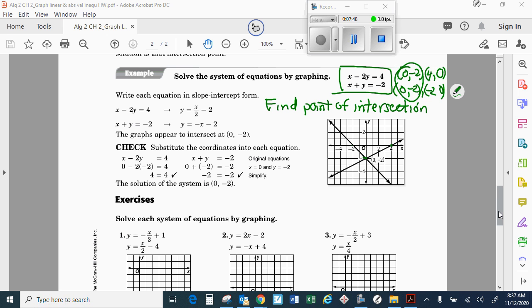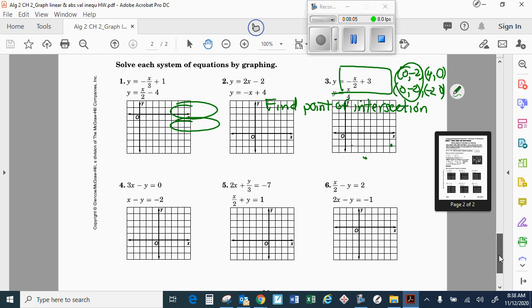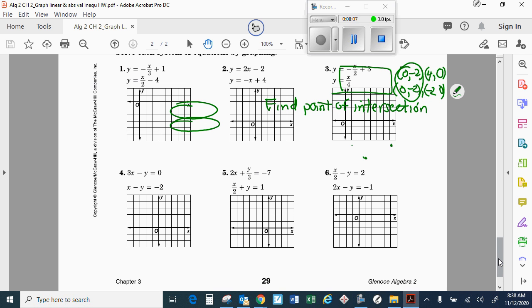You could have also solved each one for y, as they did here. They solved each one for y and put it in slope-intercept form and then graphed it from there. I don't care which way you do it. Your choice. If it gives it to me in slope-intercept form, as 1, 2, 3 are, I do it that way. 4, 5, and 6 are almost in standard form, so I would do it that way.